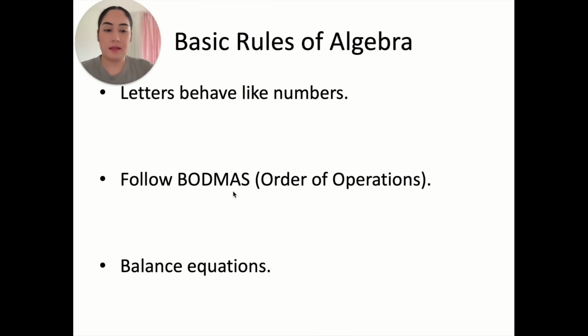Now, balancing the equation. So the third rule is we want to balance equations. We want to have an equation that is balanced. So whatever you do to one side of the equation, you're always going to do the same to the other. Right? Let's try a few examples and look at these rules in a bit more depth.